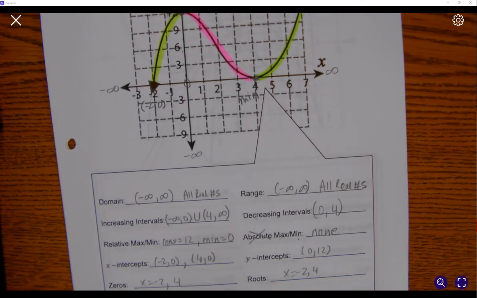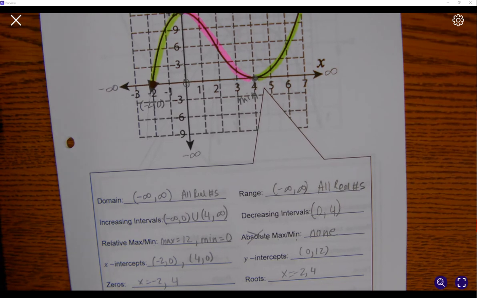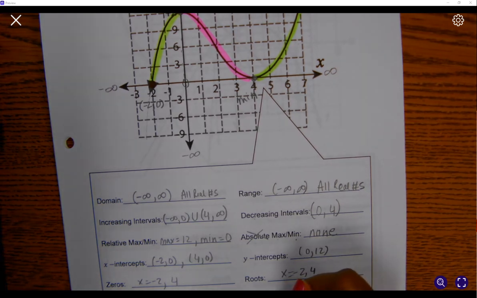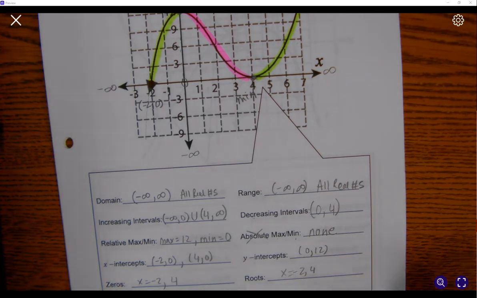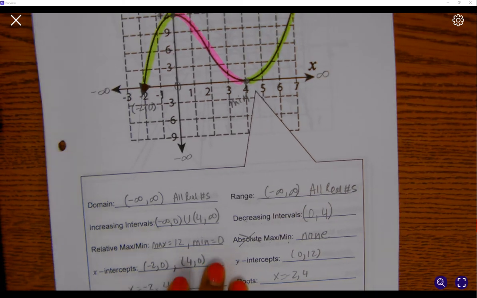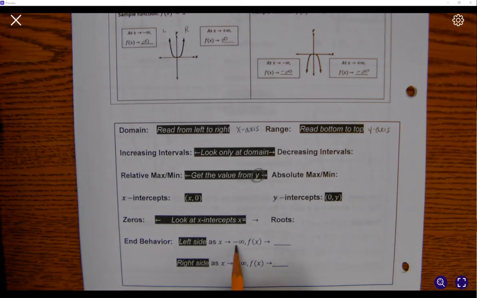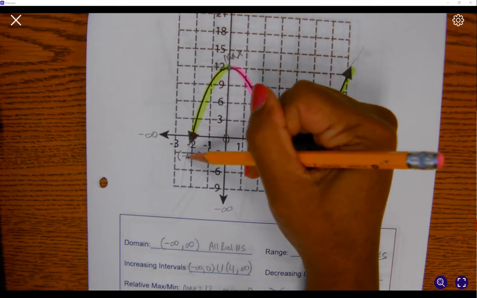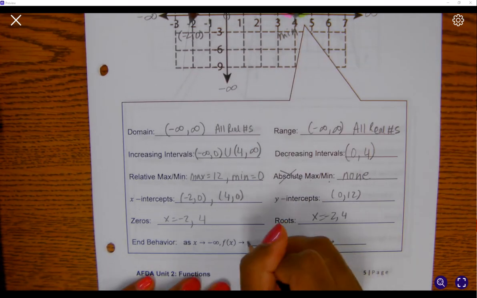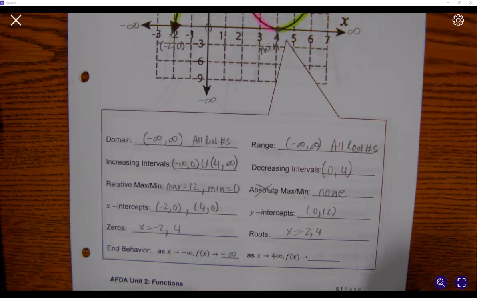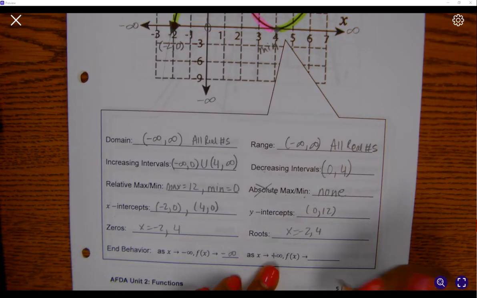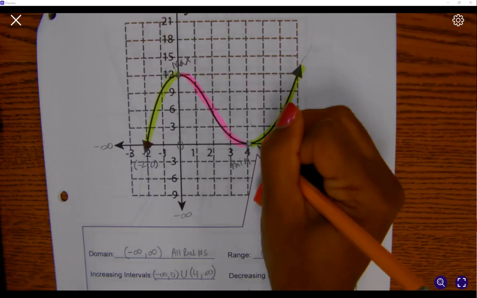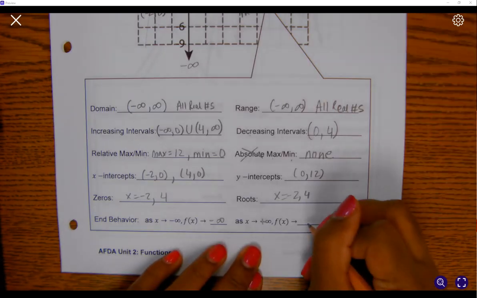All right, end behavior. Oh no, I should have changed this. Okay, well this should say positive infinity. I'll change it. Okay, so you have here as x approaches negative infinity. So whenever it says that as x approaches negative infinity, you're looking at the left side right here. So what is your graph doing on the left side? Well, it's going down. So we say x is going to negative infinity. And what is your graph doing on the right side? As x goes to positive infinity, my graph is going up to positive infinity.